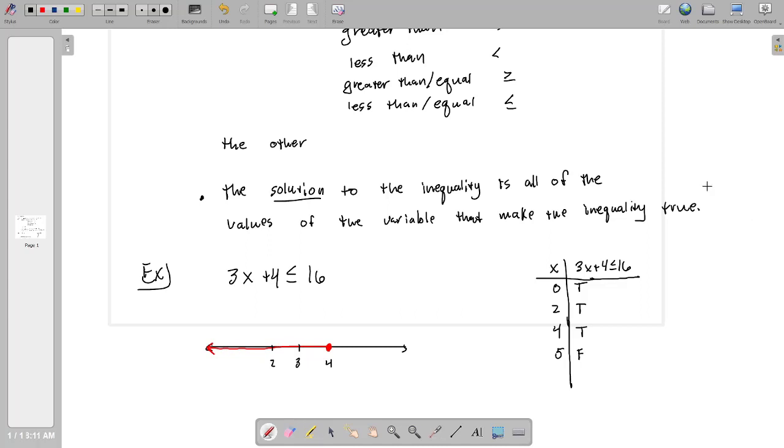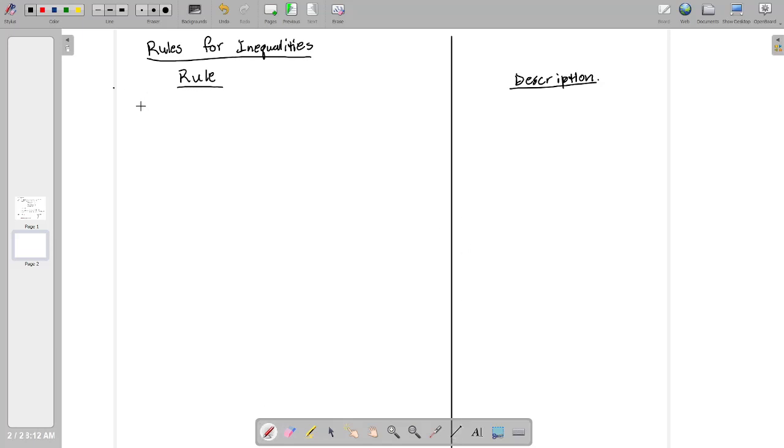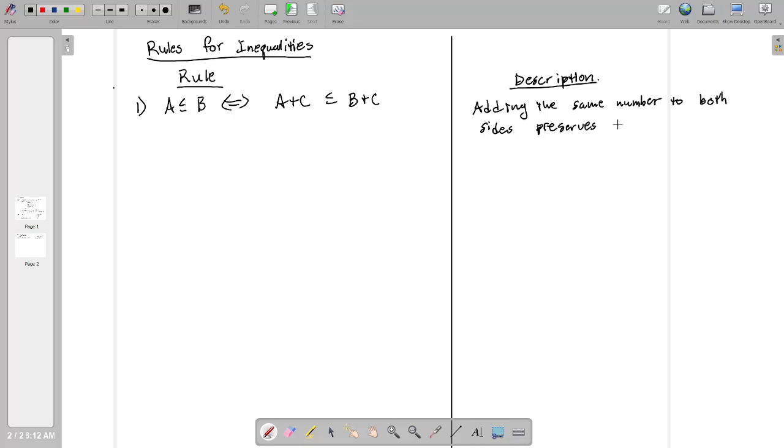All right, the next thing that we're going to talk about is the rules for inequalities, what we can do with them. So here we have the rule, and we have the description. Rule 1: a ≤ b if and only if a + c ≤ b + c. Adding the same number to both sides preserves the solution set.